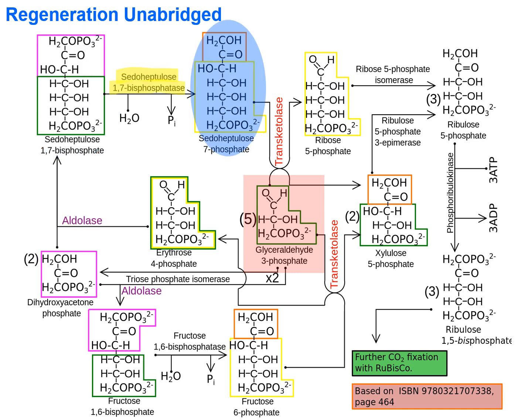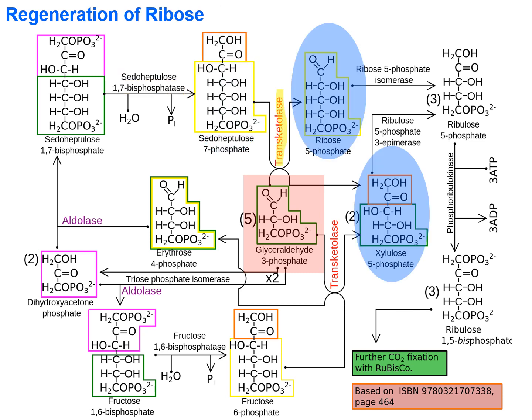Next, the enzyme sedoheptulose 1,7-bisphosphatase breaks down sedoheptulose 1,7-bisphosphate into sedoheptulose 7-phosphate, or S7P. Transketolase then removes 2 carbons from S7P, which are then transferred to 1 G3P, which produces ribose 5-phosphate, R5P, and 1 molecule of XU5P.